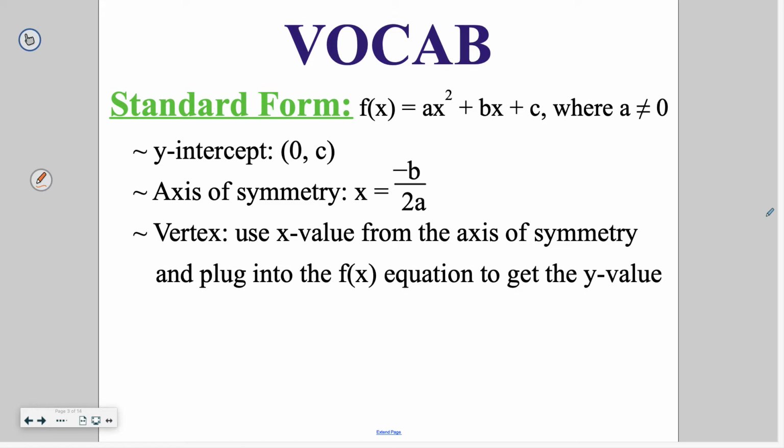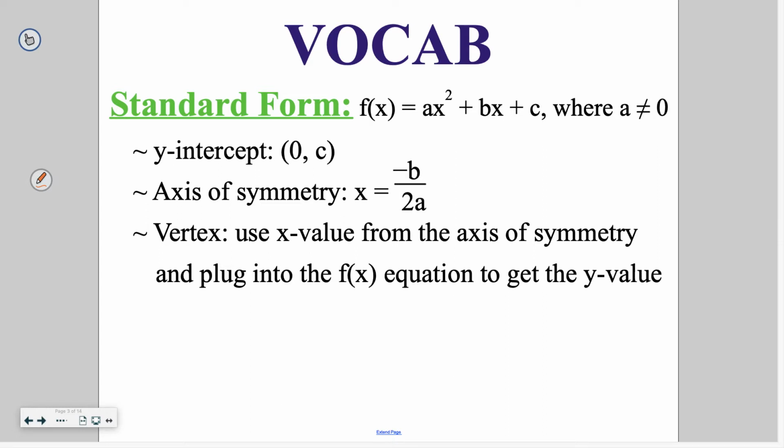It is the more common of the ways you will see quadratic functions written. There are a few important characteristics that we can pick out from this equation. First, the y-intercept is at 0, c. So whatever this last numerical value is going to be our y-intercept. So if this is 7, we would have 0, 7. If this was negative 8, we would have 0, negative 8.